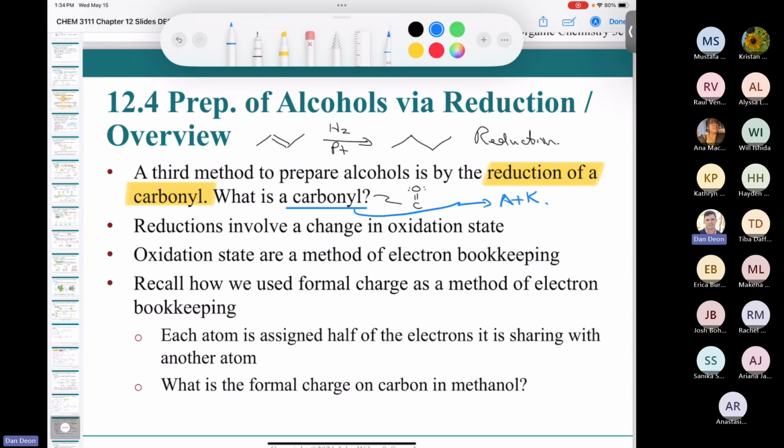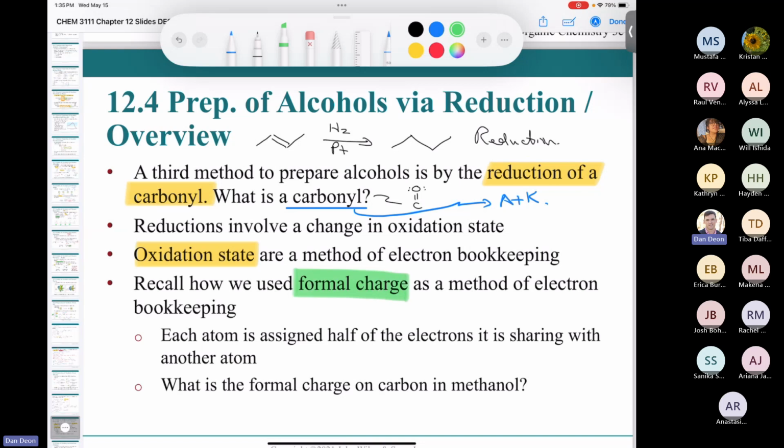Now, you should remember from your chapter on electrochemistry and single displacement reactions in General Chemistry 1 that when you have an oxidation or a reduction reaction, you have a change in oxidation state. Number one, I'd say that is key: you have to remember that oxidation is losing electrons, reduction is gaining electrons. And so oxidation state is just a method of electron bookkeeping. That's all it is. Now, oxidation states and formal charges are two very different ways of keeping track of electrons.